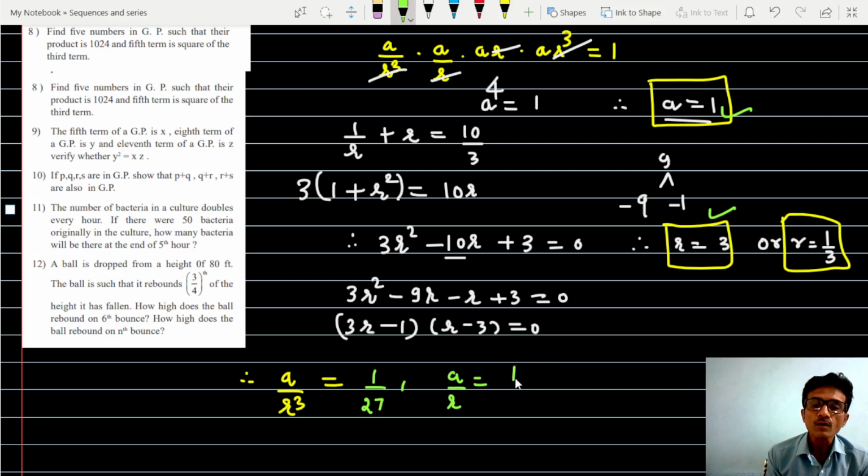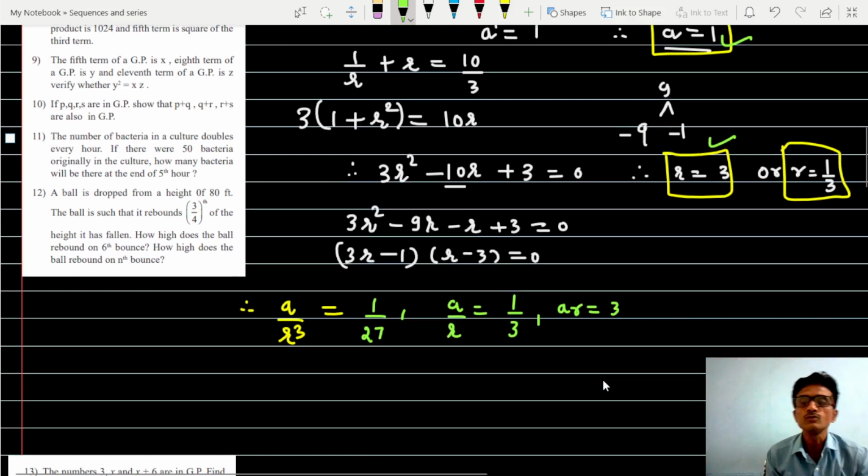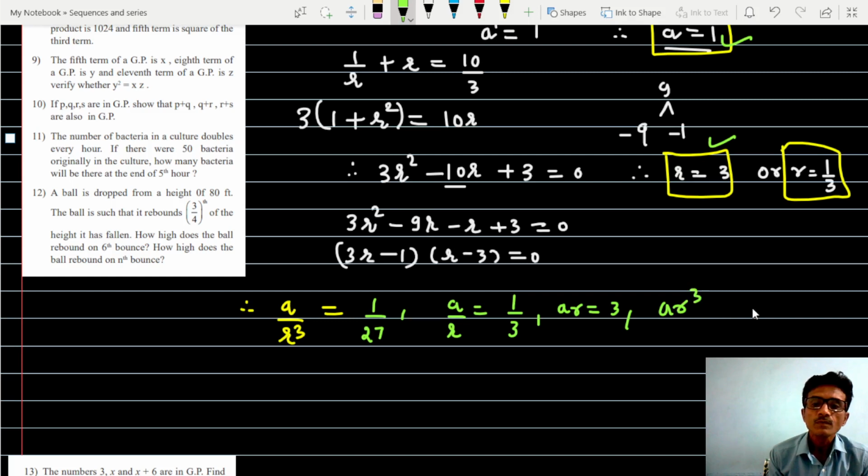A is 1 and r is 3. Then ar is equal to what? 1 into 3, that is 3. Then ar cube, that means a is 1 and r is 3, 3 cube is 27. That is, the numbers are what? 1 by 27, 1 by 3, 3 and 27. These are the numbers.